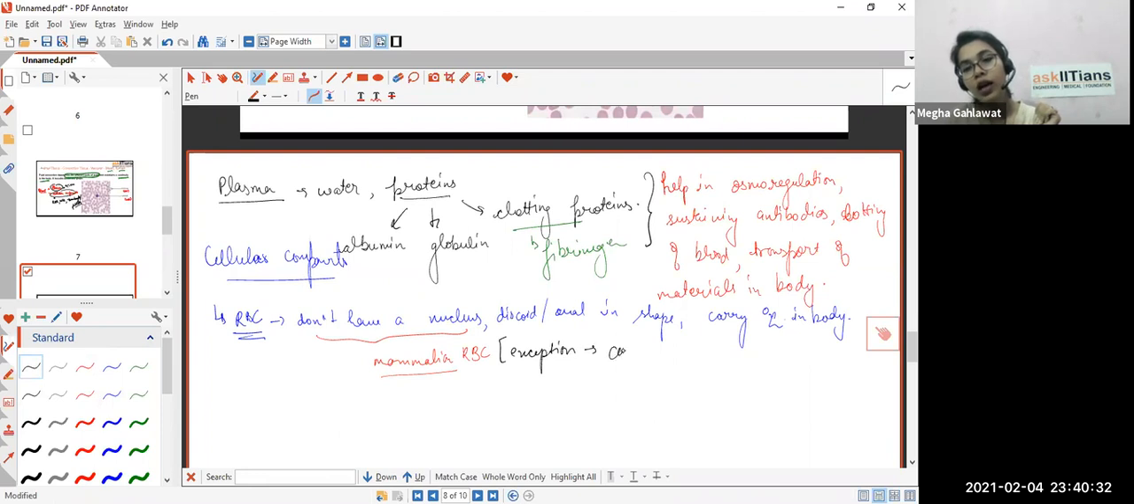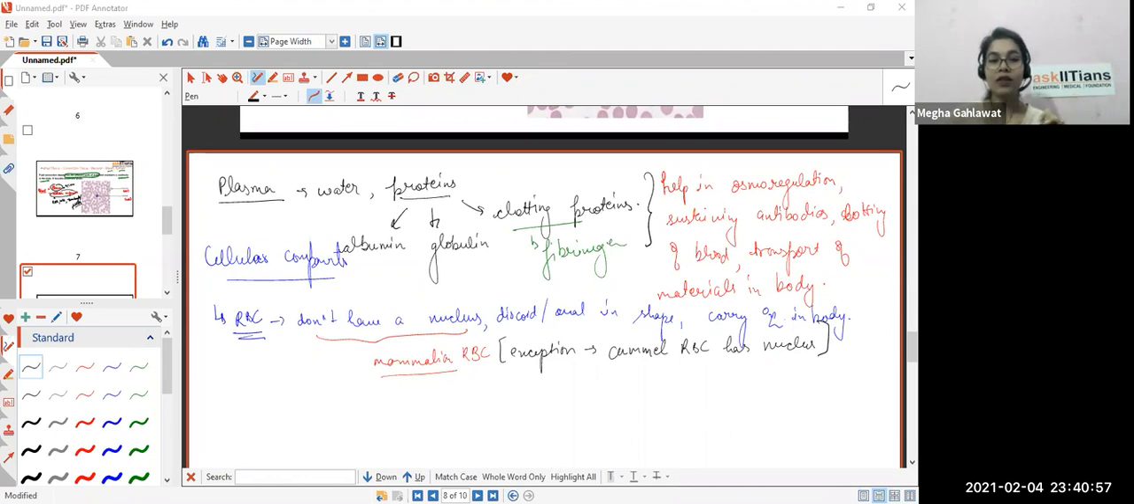The camel RBC has a nucleus. That is one thing. Also, these RBCs are very, very flexible and can pass through narrow capillaries, and that is why they are very successful in transporting oxygen to the different parts of the body. That is one thing.